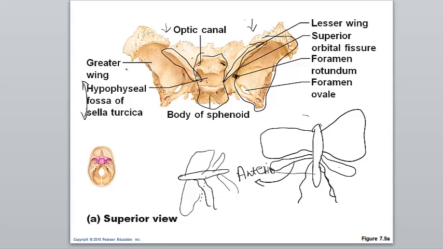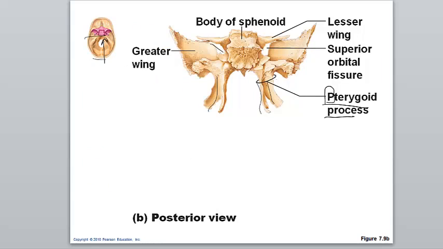So we need to know the wings and the processes: your greater wing, your lesser wing, your pterygoid process, which are the legs, and then the body of the sphenoid. You need to know the optic canal. You need to know the hypophyseal fossa of sella turcica. You need to know the foramen rotundum, ovale, spinosum in that order. You need to know how to identify them as well. If you look at the posterior view, you can see the pterygoid process. Make sure the spelling is right. P is silent, pterygoid process. You need to know the fissures, superior orbital fissure and the inferior orbital fissure. That completes the sphenoid bone.